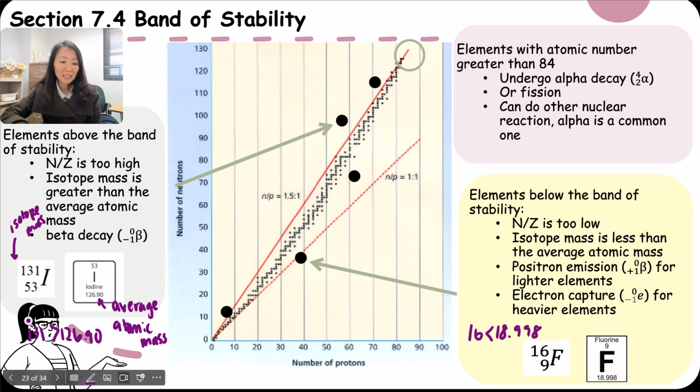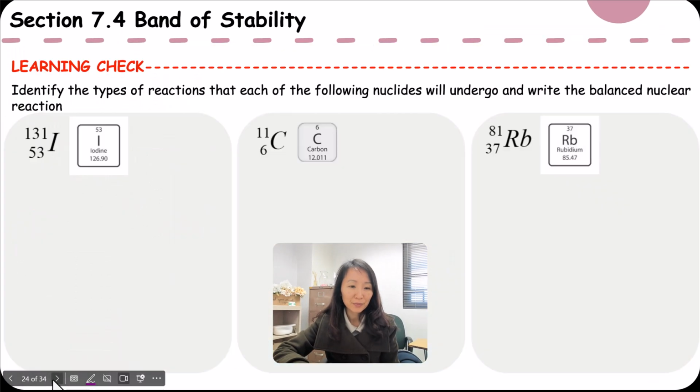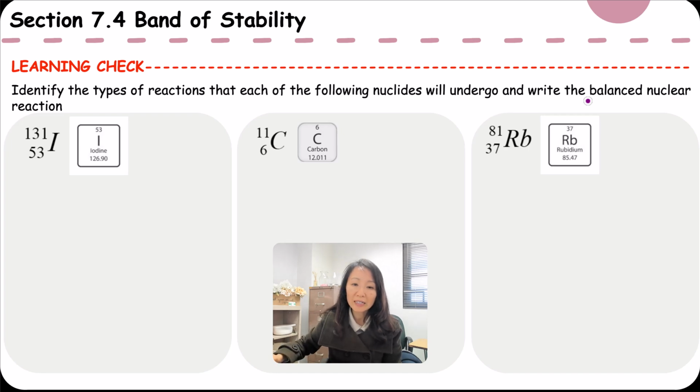So hopefully this gives a little more clarification. To further clarify, we will do a learning check. Here it says: identify the types of reaction that each of the following nuclides, also known as isotopes, will go through, and write the balanced nuclear reaction. So nuclide is also known as isotope.